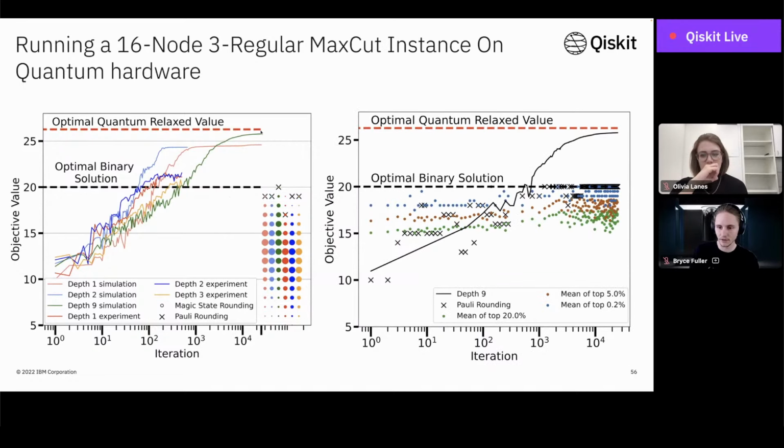So I've taken this green curve here, and it's now the only one on the plot. What I'm showing is the tails of the distribution if I were to round at different points during this execution. In other words, this whole thing runs for about 10,000 iterations of training, but if I had stopped it after 100 and rounded, I would have gotten a Pauli rounding solution of something like 17. You could see that after 10 iterations, there was a tiny chance, the top 0.2% of solutions, sampling something close to the optimal value. And of course, as you get better and better relaxed solutions, the distributions tighten around the better answers. But this was encouraging to see.